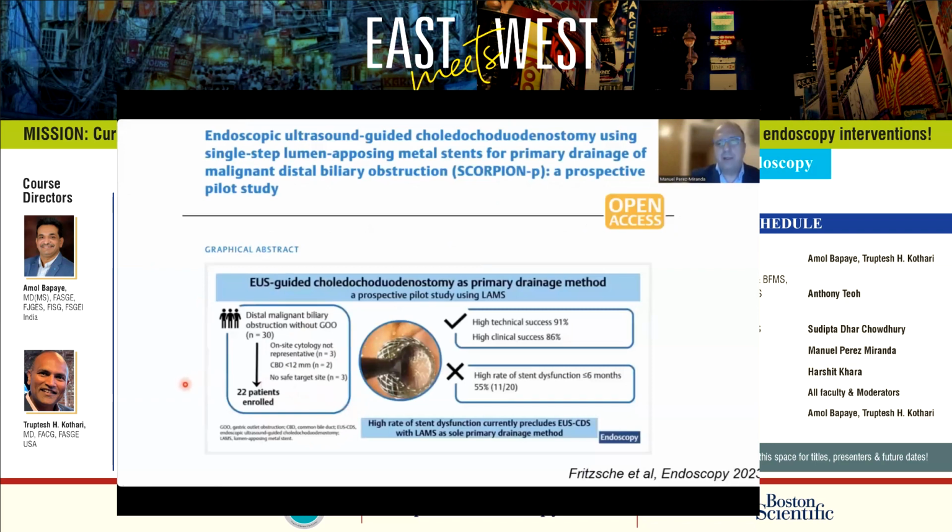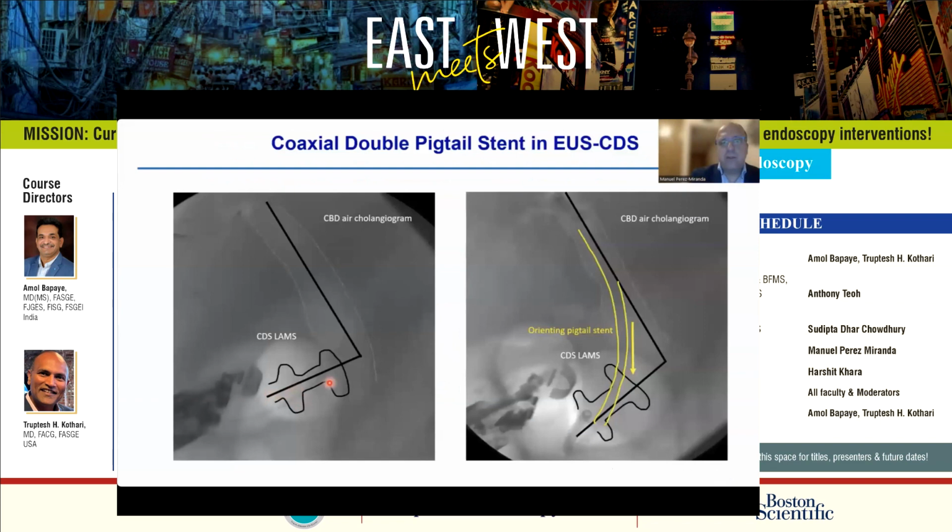The other limitation is long-term patency. In this prospective study, even if technical and clinical success were very high in the short term, the stent dysfunction at 6 months was significant, above 50%, which is higher than in other studies, but this is a prospective study. So the reason might be the angle between the LAMS and the common bile duct, which impedes the flow and is prone to sludge formation.